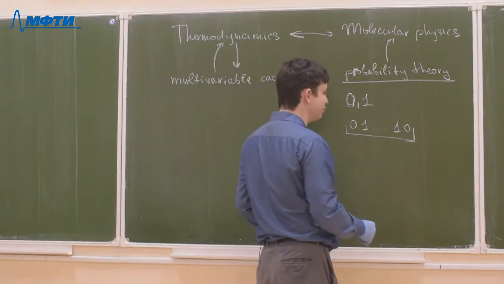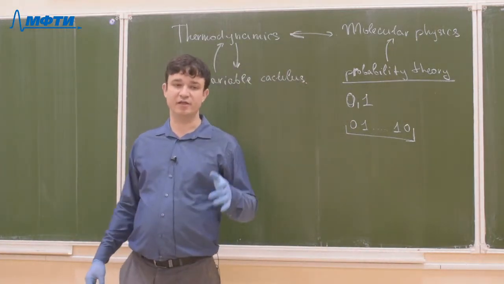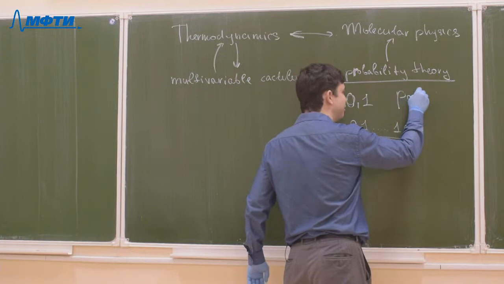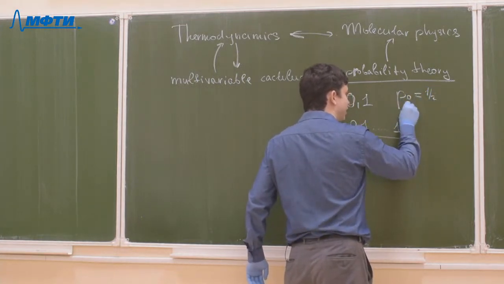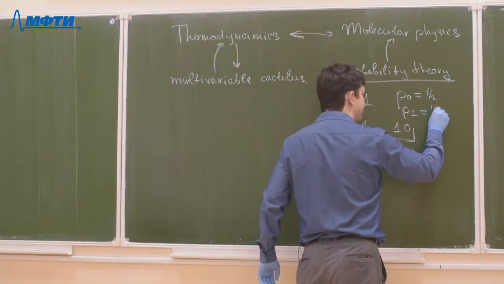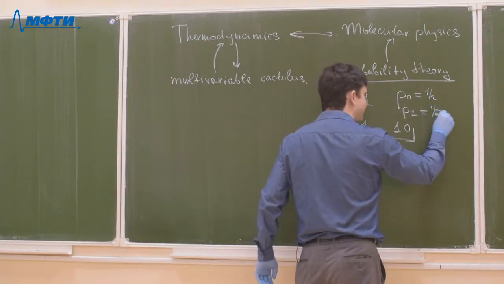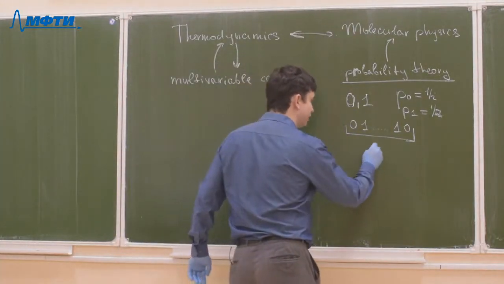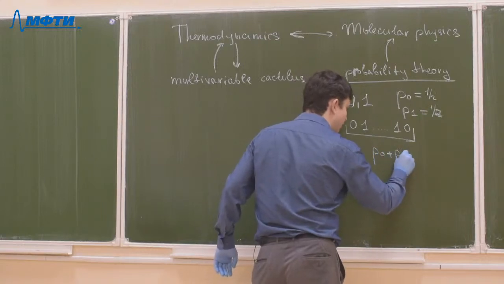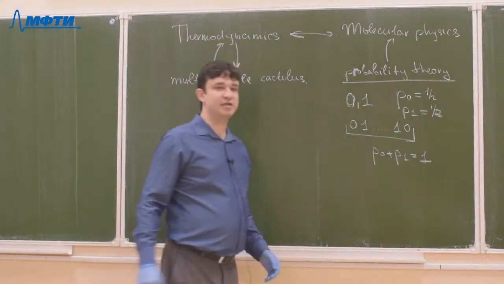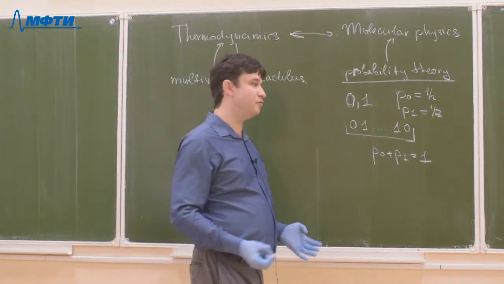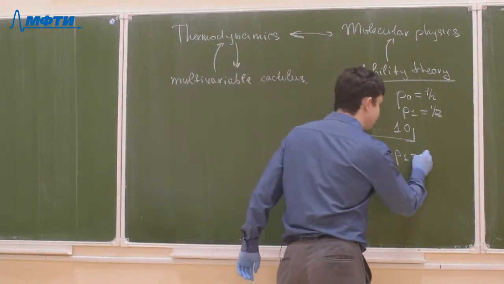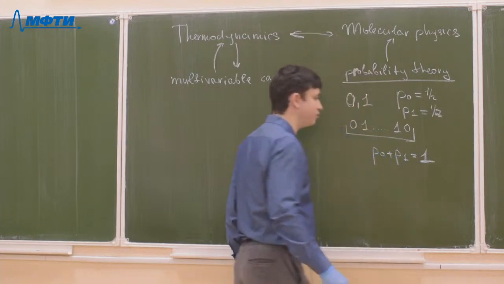For example, you know that if the coin is fair, then the probability of each of these results is equal. So you can say that the probability to have 0 is 1 over 2, and the probability to have 1 is also 1 over 2. You can note that the sum of these probabilities equals 1. So you can say that the probability to have some result after you flip a coin is unity. You are sure to have some kind of a result when you flip a coin.